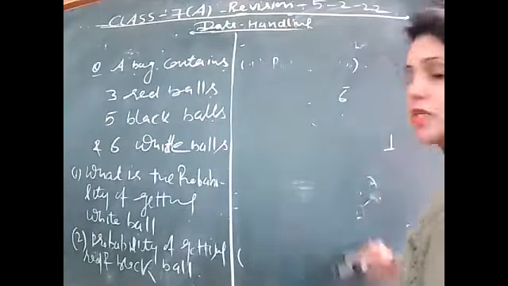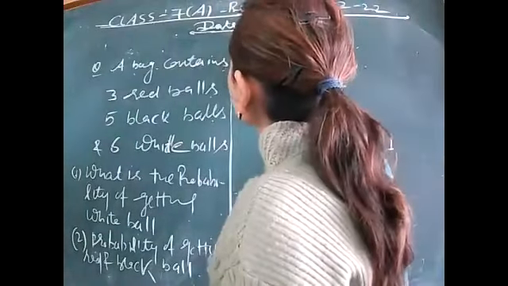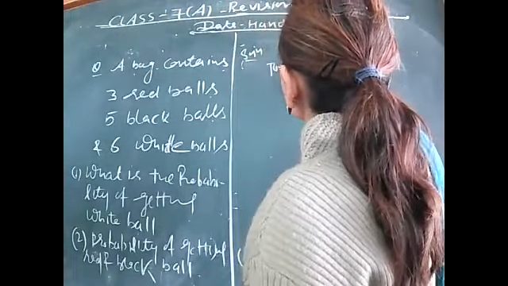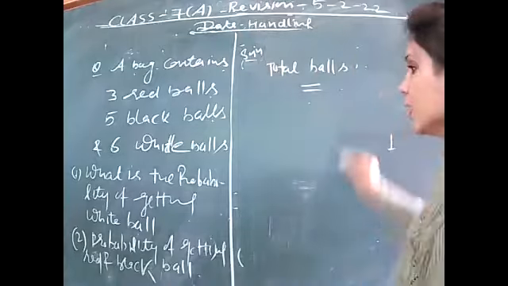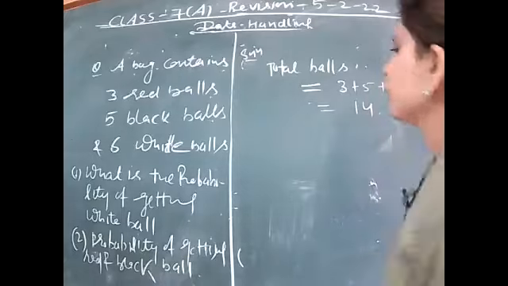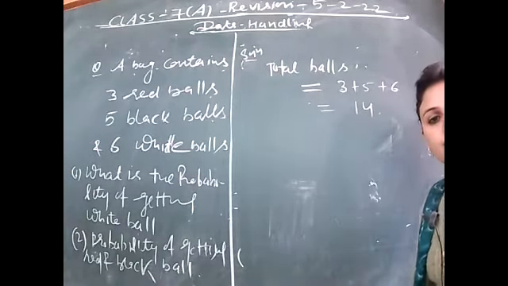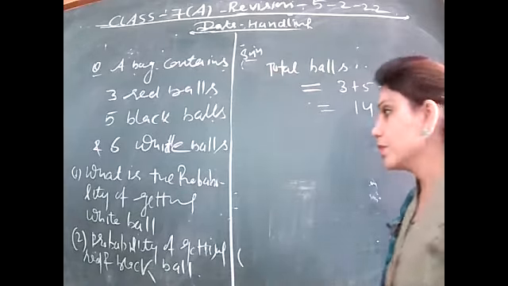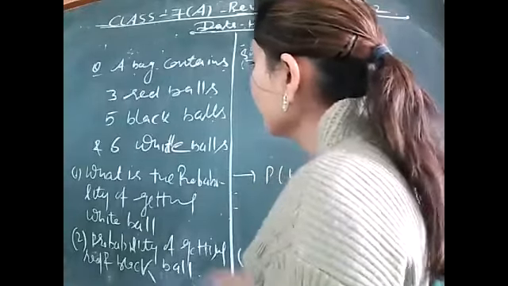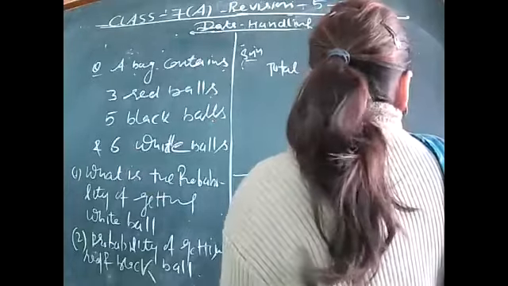First of all, you need to see the total number of balls. Total balls: three red, 5 black, 6 white, 14. Okay, total 14. Probability of getting white ball. First, how many are favorable to white? 6 white balls. Total 14. This is 3 upon 7.